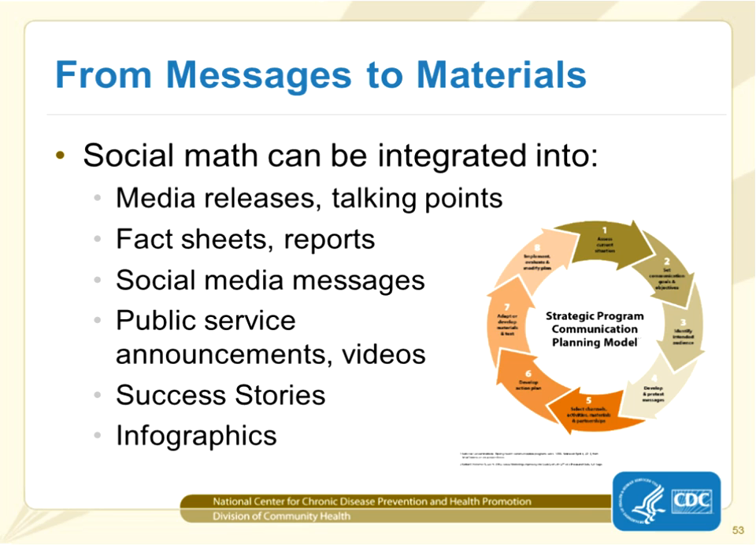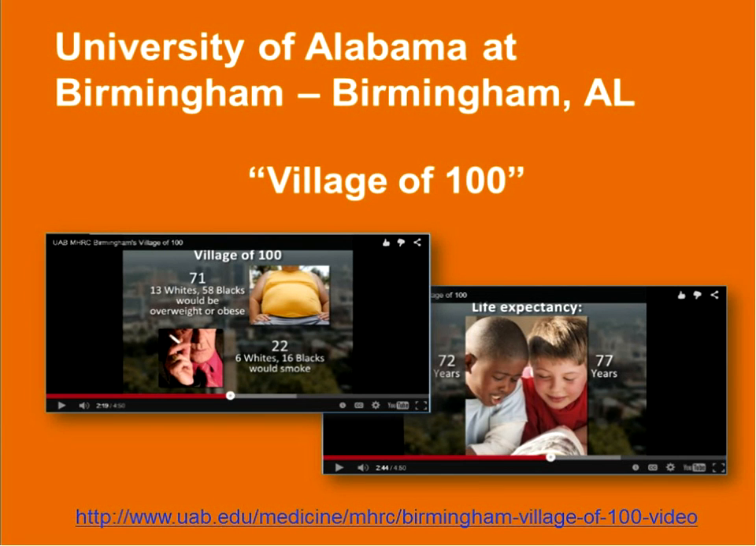Let's look at some examples from other DCH awardees. The University of Alabama at Birmingham set out to describe health disparities in a way that would be easily understood by any audience. In this video, you can see and hear how they translated their larger population numbers to a simple village of 100. In this way, viewers can easily see the disproportionate impact of chronic disease and other issues on African Americans. For example, if Birmingham was a village of 100, 71 people would be overweight or obese, and 58 of those people would be black.